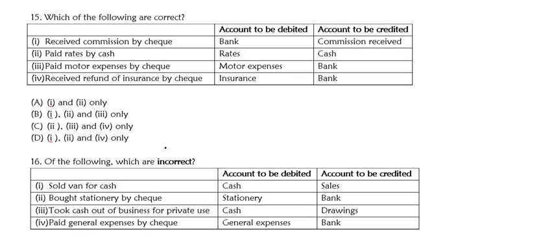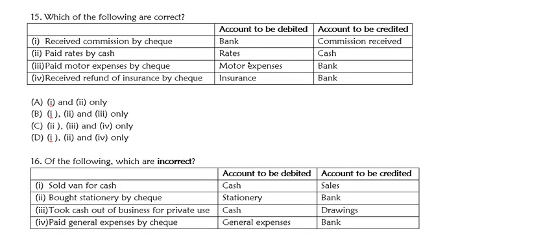Which of the following are correct? Account to be debited, account to be credited. So here, these objectives are testing your understanding of the principles of double entry. You should know when to debit and when to credit. Received commission by check. Of course, when we receive commission, our bank account is to be debited. Then we have to credit the income account, which is commission received. So option 1 is correct.